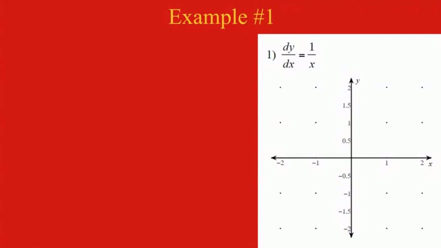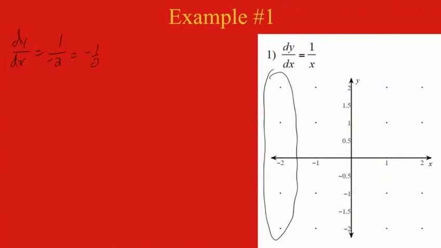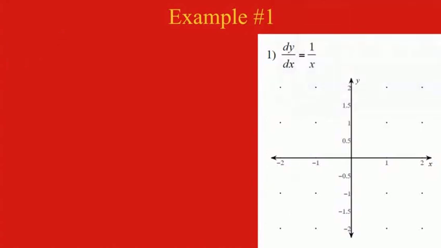What we're going to do is just start plugging in values. So when x is -2, which is everywhere along this area right here, dy/dx will be 1 over -2, which is -1/2. So for each of those spots right there, because the y value is not affecting it, the equation is just 1 over x, we're just going to draw a negative slope line at each of those spots.